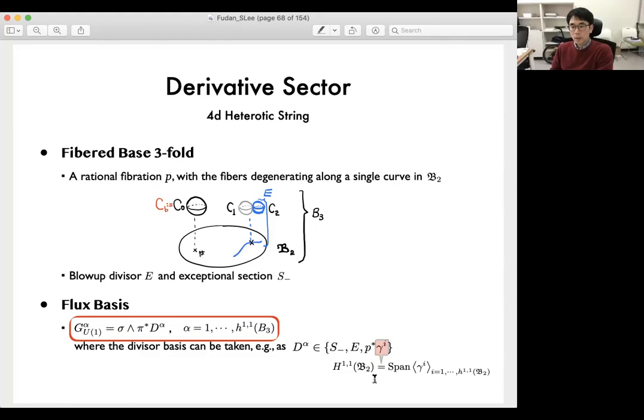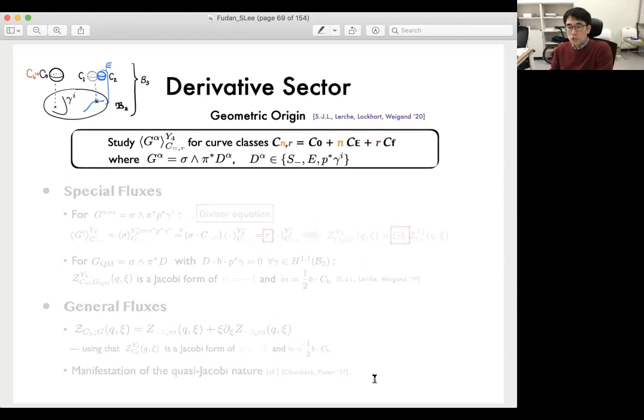So let me now spell out the geometric origin of our proposal, and in particular, that of the derivative sector. The objects to study are these invariants on Y4 for the curve classes C and R with respect to the basis fluxes. And then we can linearly combine them. And in fact, the current slide is going to be the most technical one in this talk. So in case you were already happy to accept our proposal about the derivative sector, then you might just want to relax for the next 3 or 4 minutes. If not, please keep focusing. I will be trying to sketch the logic as briefly as possible.